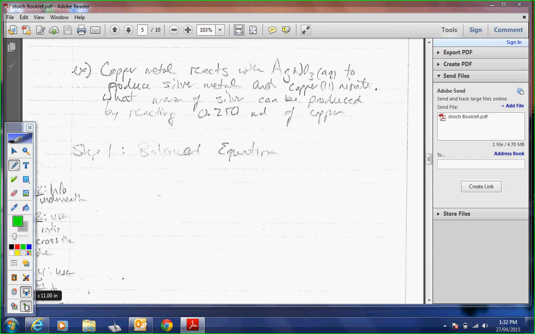Copper metal reacts with silver nitrate. Yeah. So what do I write down for my balanced chemical reaction? We'll write down copper, plus Ag. And the copper's going to be solid. Alright, it's going to produce silver metal and copper nitrate, copper 2 nitrate. Okay, can you give me the symbols, please?